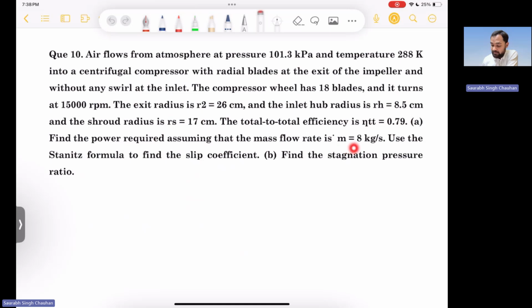The mass flow rate is given, m dot is equal to 8 kilogram per second, and it is saying to use the Stanitz formula to find the slip coefficient, and find the stagnation pressure ratio.